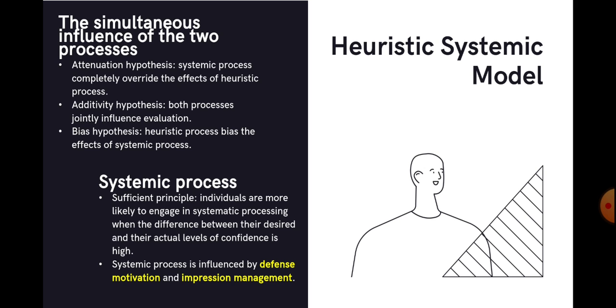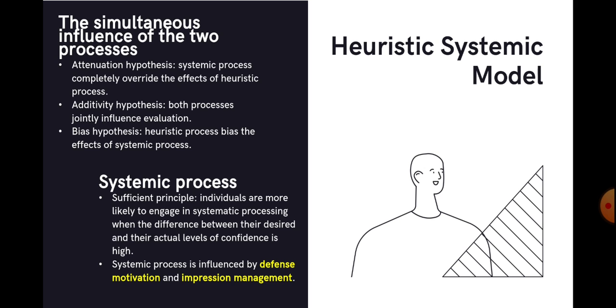And then the second hypothesis is the additivity hypothesis, where both processes jointly influence evaluation. This notion can happen when the two processing modes do not yield conflicting reactions. So if they both agree on something and it's not conflicting, then they can coexist and make a joint influence. So the judgment will be made jointly by both the systemic and heuristic process.